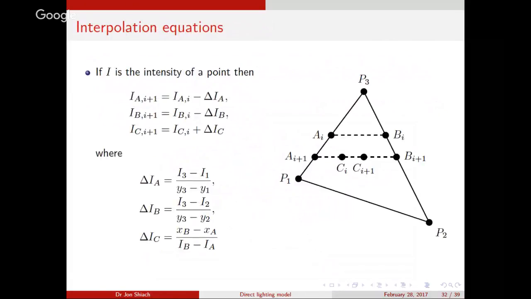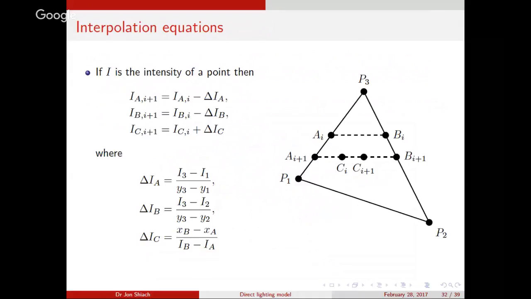Okay, so have a look at a couple of equations. If IA is the intensity at the left scan extrema, IB is the intensity at the right scan extrema. Now remember, we go down in rows of pixels, so the next row down, the intensity on the left-hand pixel will be whatever the one above it is minus delta IA. Delta IA is given there.